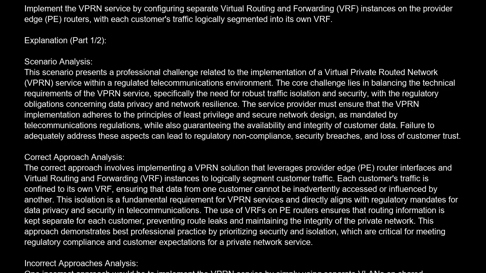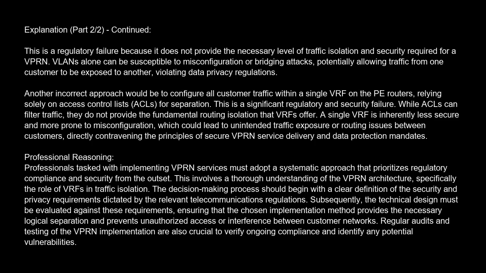Incorrect approaches analysis. One incorrect approach would be to implement the VPRN service by simply using separate VLANs on shared infrastructure without VRF segregation at the PE router level. This is a regulatory failure because it does not provide the necessary level of traffic isolation and security required for a VPRN.